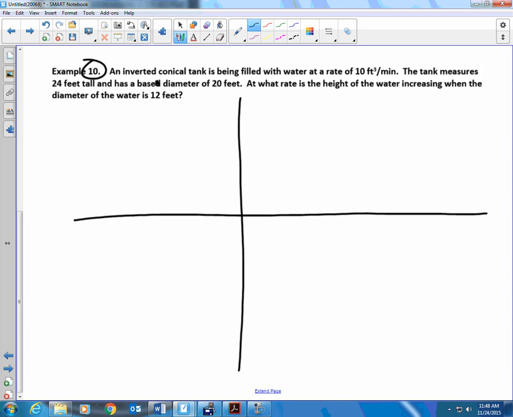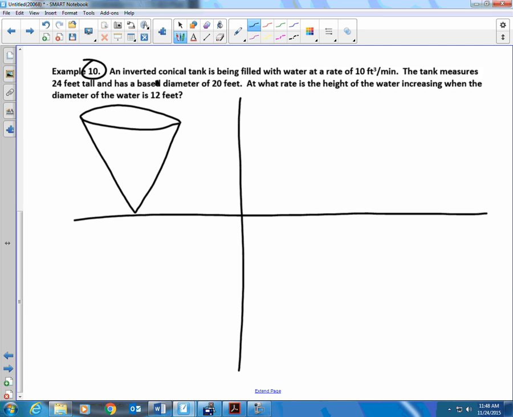Can you appreciate how complicated this problem sounds when you first look at it? And yet we'll be able to come up with a solution. It's not going to be really fast, but it's not going to be that bad. You will have a problem like this on your test.